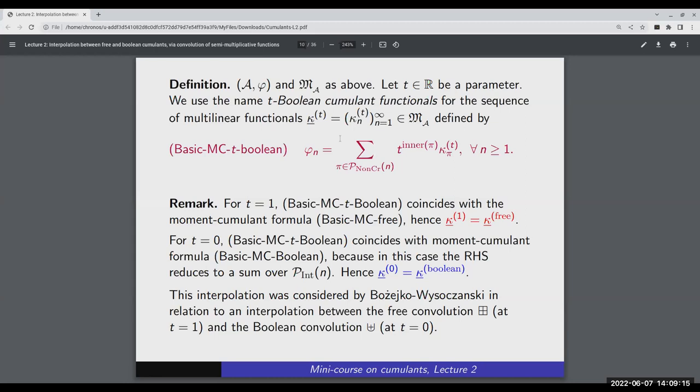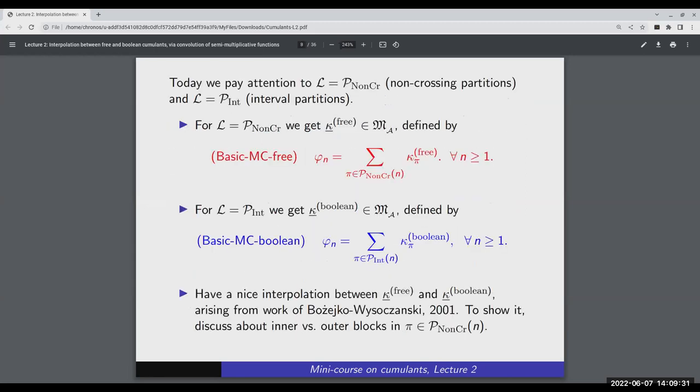I can then introduce this interpolation in the following way. This is the basic moment-cumulant formula for t-Boolean cumulants. So what does it do? Let me go back for a moment. These were sums over non-crossing partitions and over interval partitions, but plain sums. What I'll do is still sum over all the non-crossing partitions when I go to my t-Boolean, but put some coefficients.